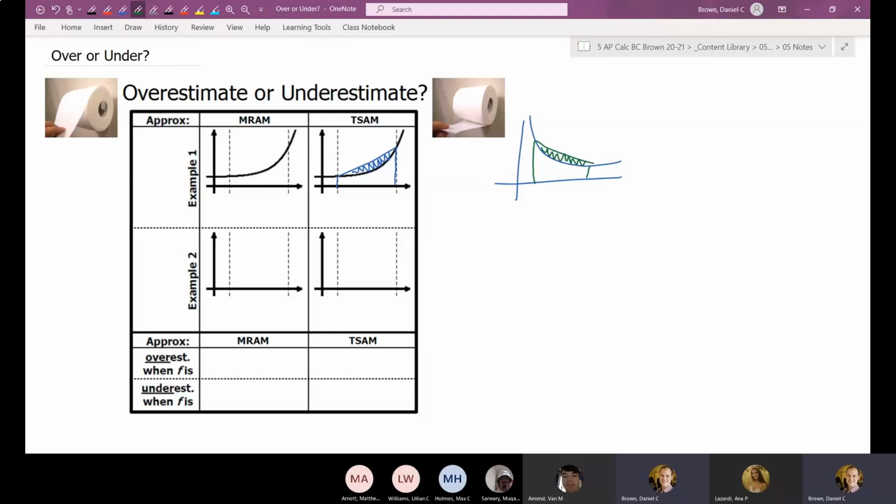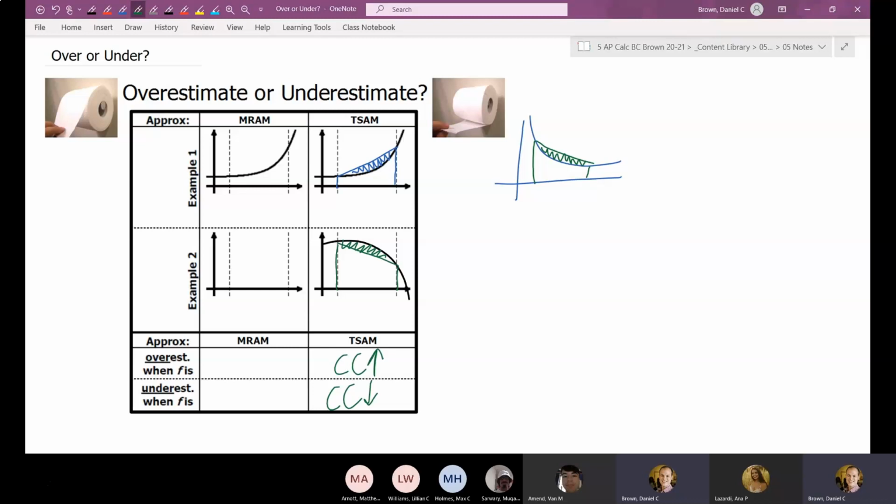So TSAM and LRAM, instead of being related to whether the function increases or decreases, its over or under is going to be related to the bend of the graph, just by the way that it sets up. TSAM is going to overestimate when your function is concave up, and it's actually going to be an underestimate when the function is concave down. And I can kind of test that out. So here is a concave down function. Drawing in my trapezoid, we see that that slanted side of the trapezoid ends up being underneath the curve. So when it's concave down, we will have an underestimate.